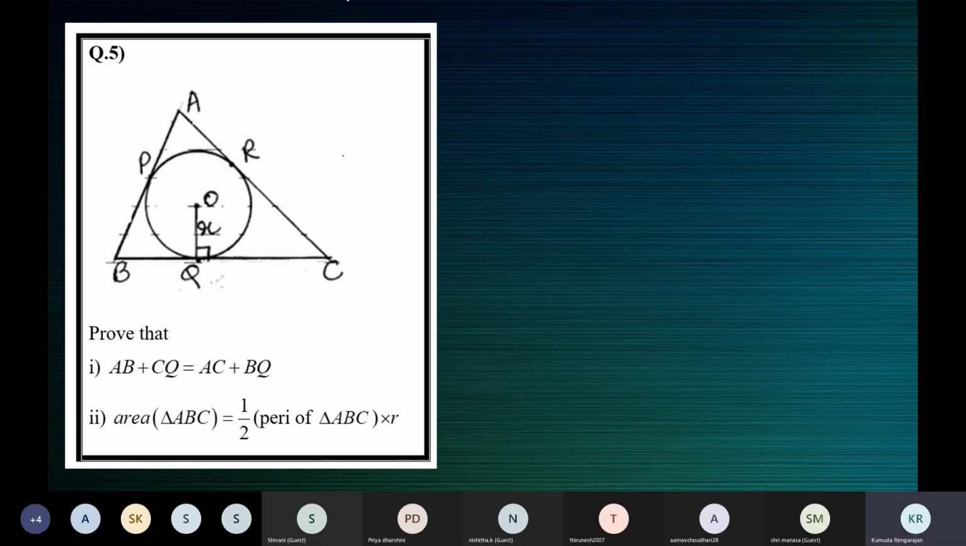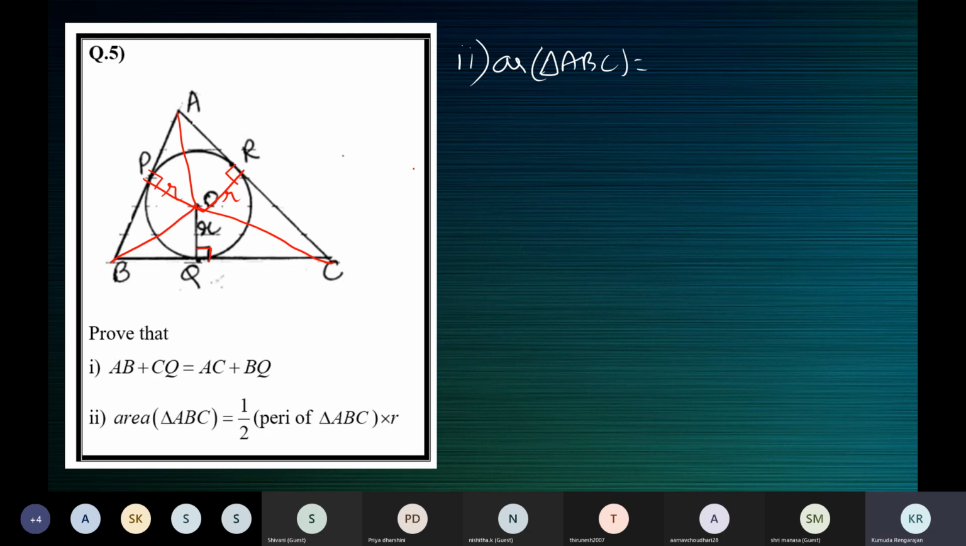Next, second part. Area of triangle ABC is equal to half perimeter of triangle ABC into R. So let's work out the area of triangle ABC. How do you find the area of triangle ABC? As we always do, we join this, this, and this, and we get the altitude, 90, 90, and 90 here. So this is the radius, this is the radius.